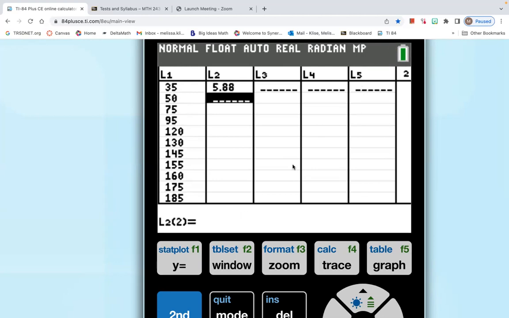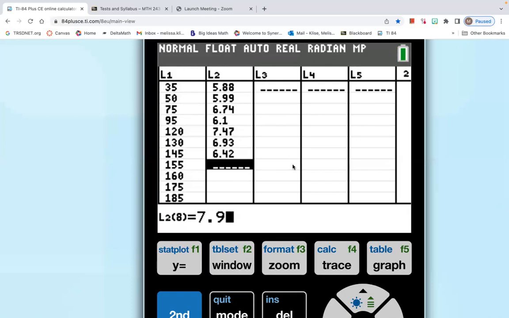5.88, 5.99. Sorry about my neighbor and the lawnmower. Hopefully it's not too much of a distraction. The whole working from home thing.